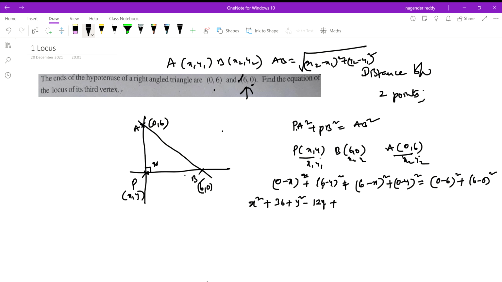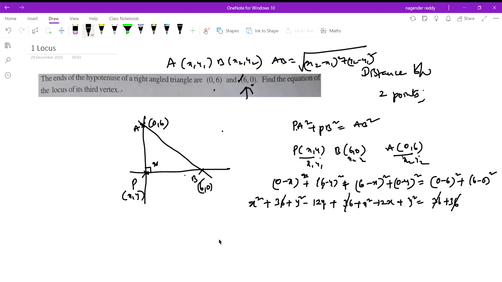Assume (a minus b) whole square is a square plus b square minus 2ab. Then (0 minus y) whole square is y square, is equal to (0 minus 6) whole square, 36, plus 36. While you are simplifying, just concentrate: the left and right sides will cancel. So 36 gets cancelled, and 36 again gets cancelled.